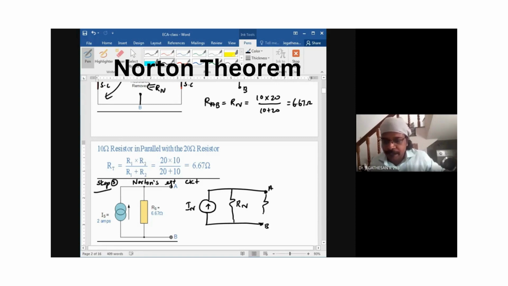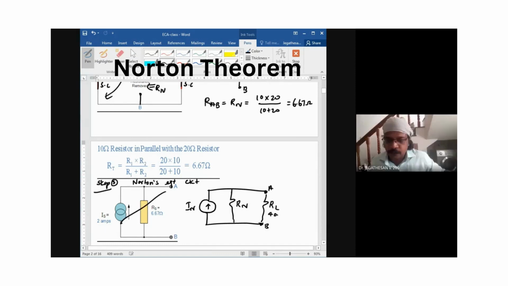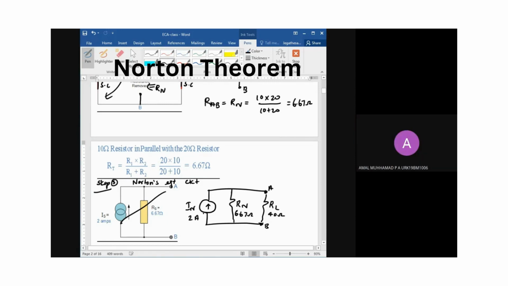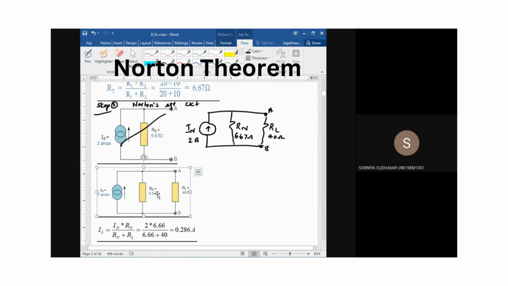Between the terminal A and B, can I have the value of RL? 40 ohm. Okay. What is the value of RN? 6.67 ohm. What is the value of IN? IN is 2 amps. Okay. Is that okay, students? Yes, sir.